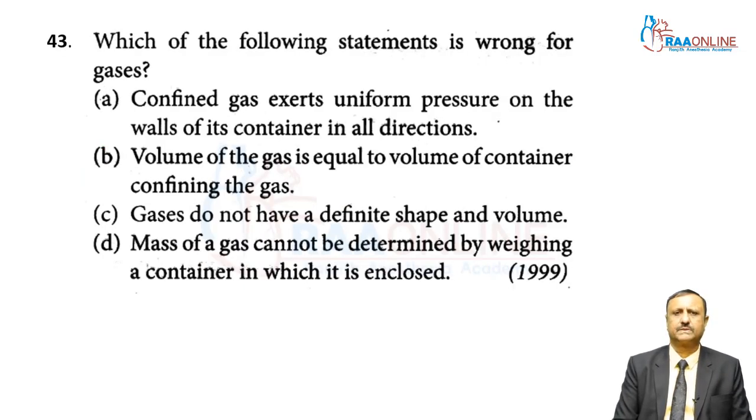Now my dear students, we can go to question number 43. Which of the following statements is wrong for gases? Here my dear students, the wrong statement is D, because the mass of a gas cannot be determined by weighing the container in which it is enclosed. This is the wrong statement, because the mass of the gas is equal to the mass of the filled cylinder minus the mass of the empty cylinder. This is the mass of the gas. So this is the wrong statement.